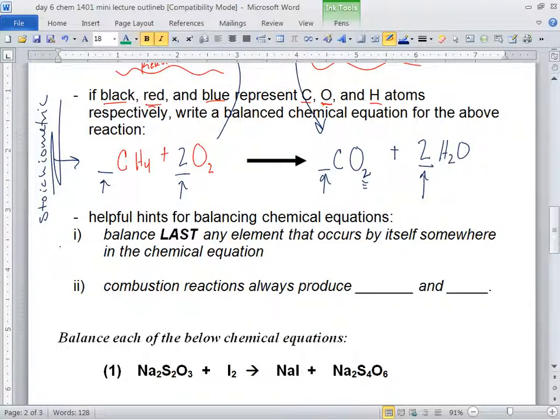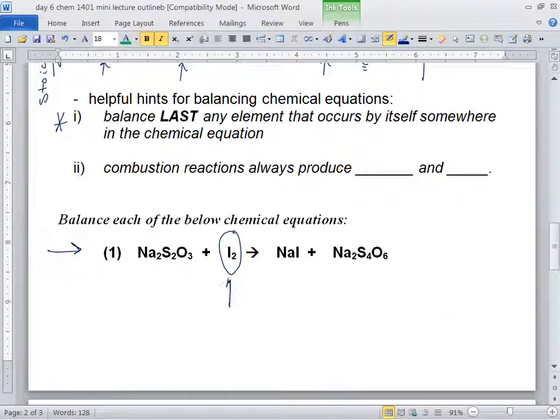So this is really the only hint I can give you. We're going to be given reactions like this number 1 down here, and the homework is just balance it. The only advice I can give you is balance last any element that occurs by itself, because it just makes life a little bit easier. It's the only thing you can do. So in other words, in this problem right here, balance that last. It's an element all by itself. You don't have to do it this way. It's just life is a tad easier if you do it this way.